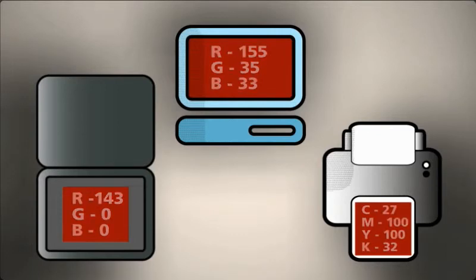That's where profiling and the i1 come in and make life simple again. By profiling devices, we create a description or fingerprint of how each device displays or captures colors. These descriptions are used in a color-managed workflow to create accurate, predictable color.